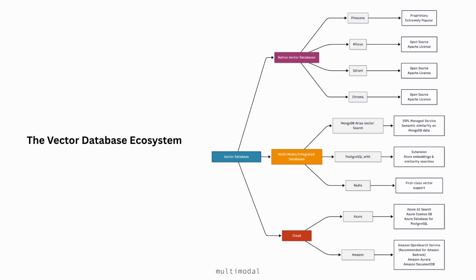Secondly, we have traditional multimodal databases that have integrated vector search as a core feature. This is a crucial evolution allowing developers to leverage vector capabilities on their existing data stacks. For example, MongoDB's Atlas Vector Search enables semantic searching across MongoDB's data. Similarly, Postgres users can use the pgvector extension to perform efficient similarity searches. Even in-memory stores like Redis Stack offer first-class vector support.